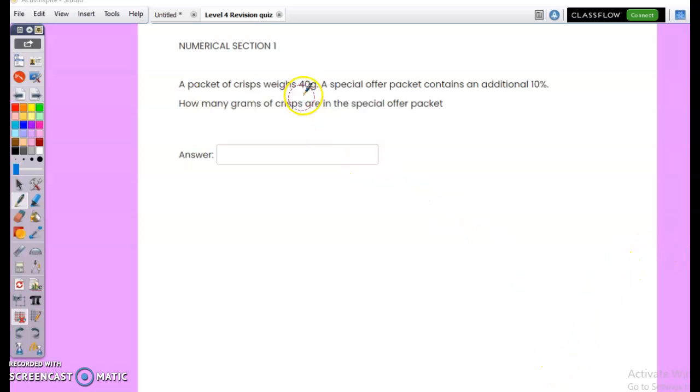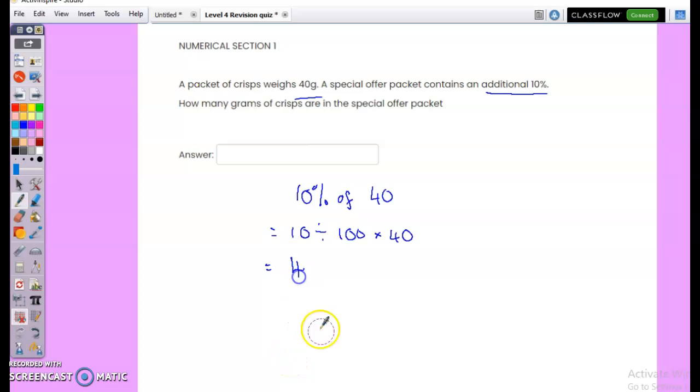First question, a packet of crisps weighs 40 grams. In a special offer pack, you get an additional 10%. First thing we want to find is 10% of the 40 grams. Percent means out of 100. Whenever you see that percent sign, you divide by 100. So we're doing 10 divided by 100 times 40, which is 4. That's how much extra you get.